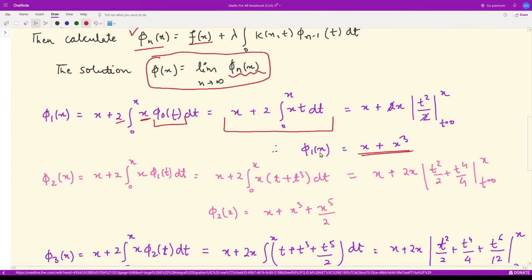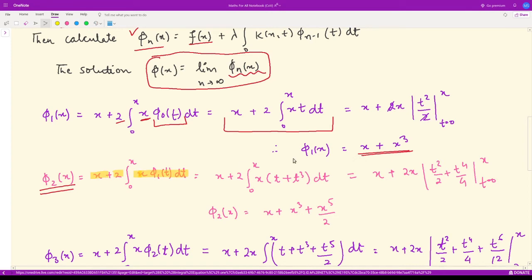So this is our phi 1x. Next we'll calculate phi 2x. What is this? This is calculated using the same formula, when we have x plus 2 integration from 0 to x, x phi 1 t dt.